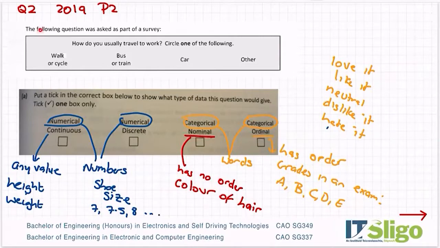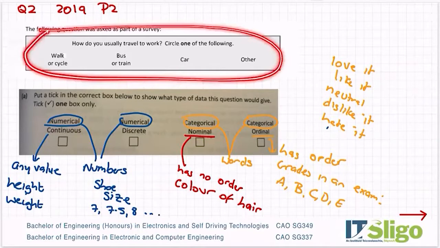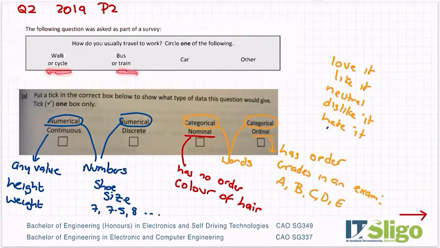So therefore, what type of data is this? Well, it's definitely categorical because it's words. It doesn't have an order, like one way of going to school is not better than the other. So therefore, it is categorical nominal data.